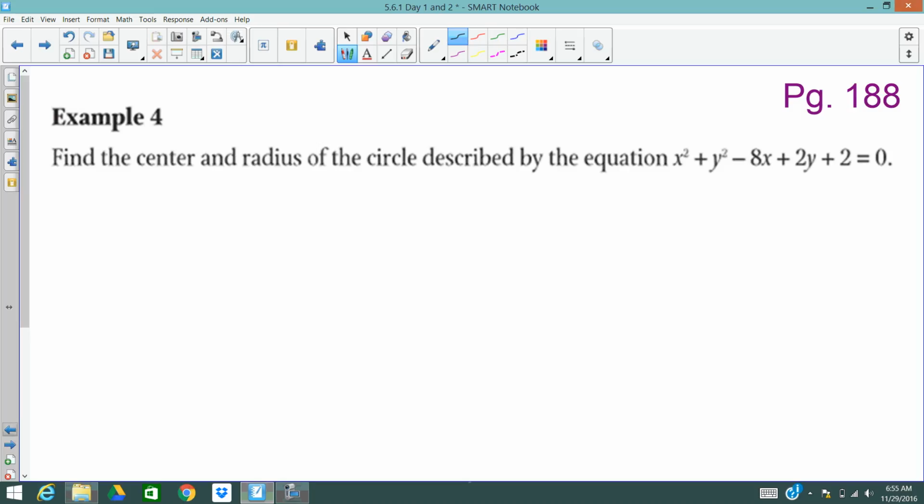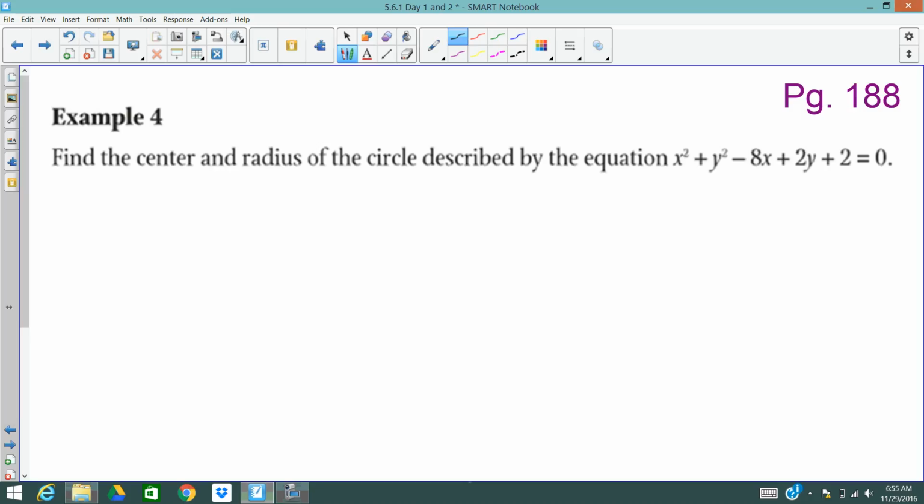if we take a look at example 4, we're not going to do it right this second, but if we take a look at example 4, find the center and radius of a circle described by the equation x squared plus y squared minus 8x plus 2y plus 2 equals 0. I have no idea. I look at that and I'm like, what? Where's my center? Where's my radius? I have no idea. When something's in general form like this, it doesn't tell us any information.